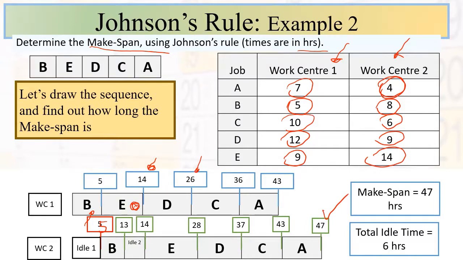So the total makespan is 47 hours. And we have to do it step by step because we have to realize that there's going to be some idle time. So of the 47 hours, the total idle time is the idle time here, which is 5 hours, and then there's the 1 hour we're waiting for E to finish, so it is going to be 6 hours in total. So that basically concludes the Hungarian method and Johnson's rule.